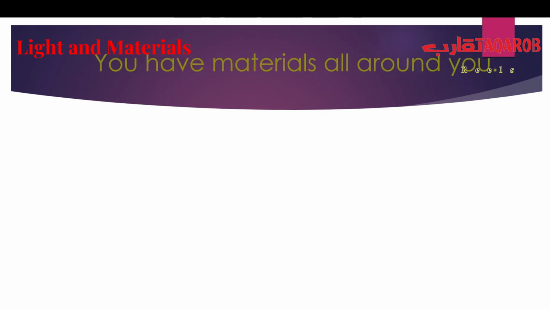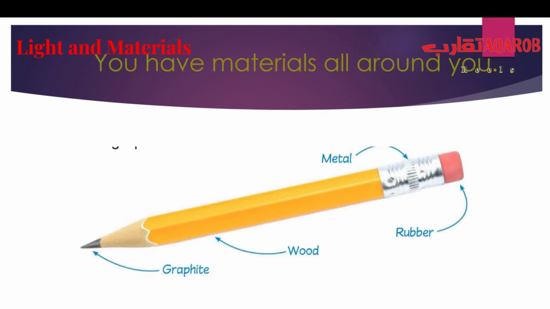Now grade 1. You have materials all around you. So now I want to ask you to bring your pencil, please. We will see which materials made the pencil. So let's see. Please, repeat after me. The first material is graphite. Say graphite. This is the graphite. It's a black material, and this is what makes the black color when we are writing.